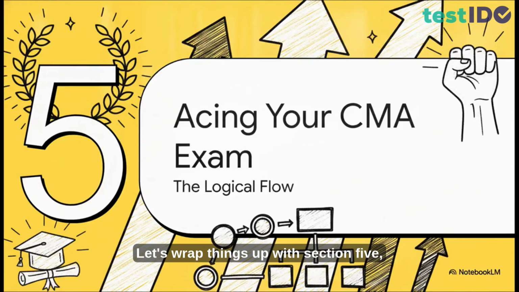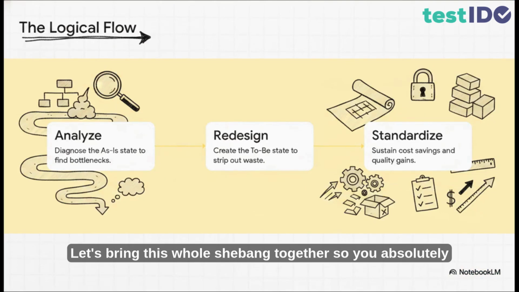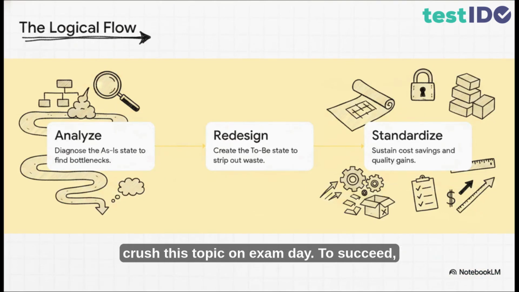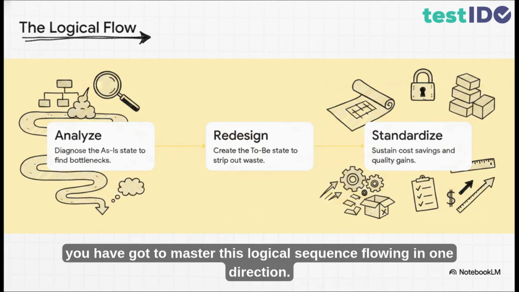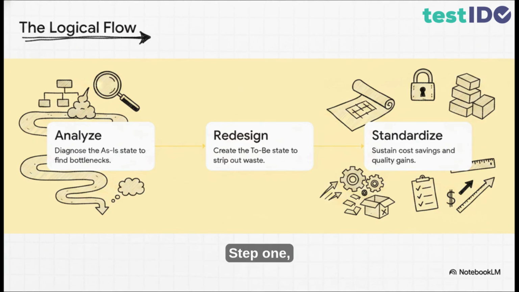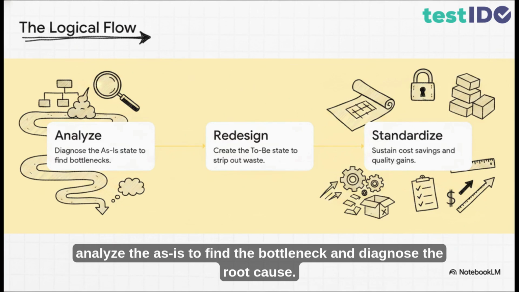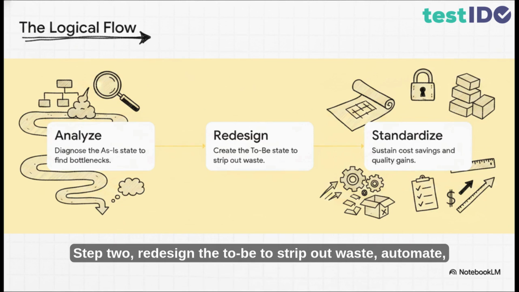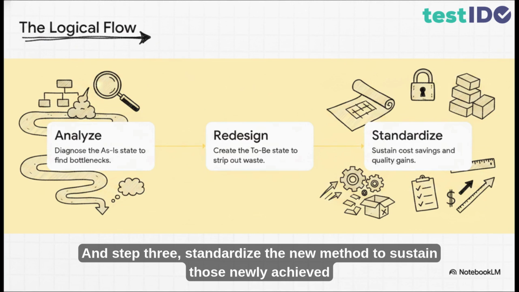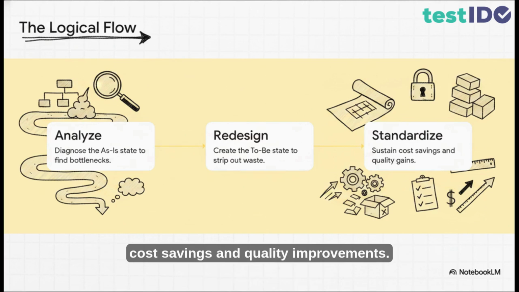Let's wrap things up with Section 5, Acing Your CMA Exam, the logical flow. Let's bring this whole shebang together so you absolutely crush this topic on exam day. To succeed, you have got to master this logical sequence flowing in one direction. Step 1. Analyze the as-is to find the bottleneck and diagnose the root cause. Step 2. Redesign the to-be to strip out waste, automate, and add speed. And Step 3. Standardize the new method to sustain those newly achieved cost savings and quality improvements.